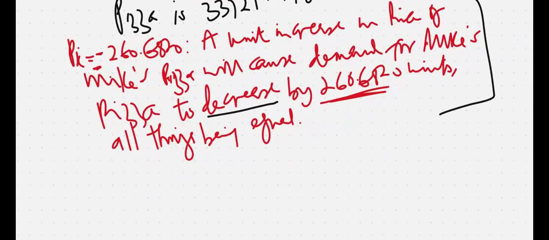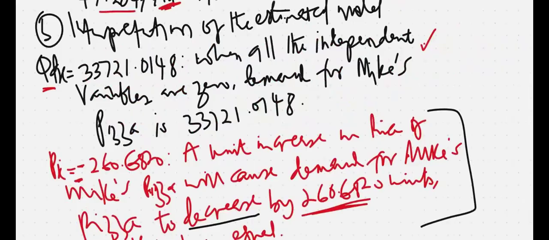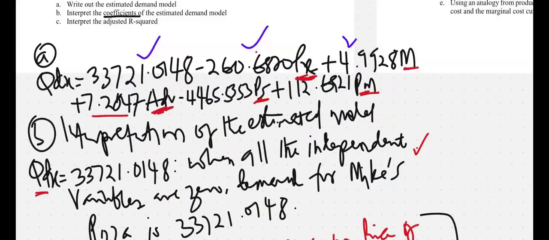Are we okay? Yes. All right, so let's move on to the next variable. We are looking at income, right? That's the third one, M. The coefficient is 4.9928.